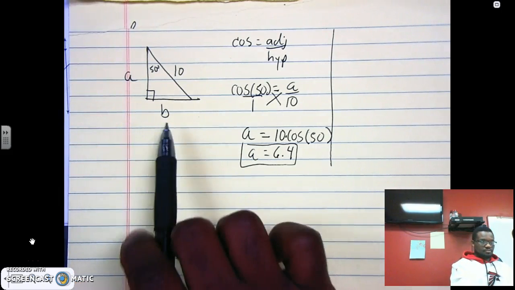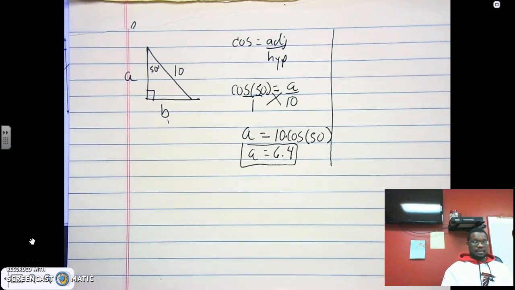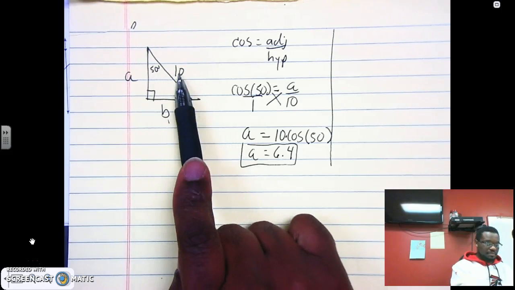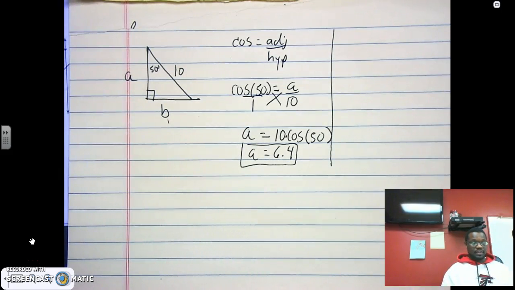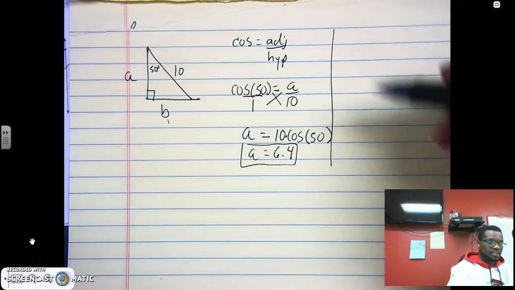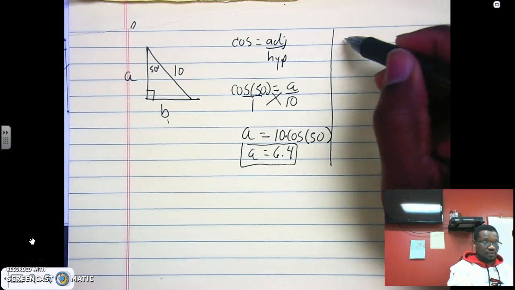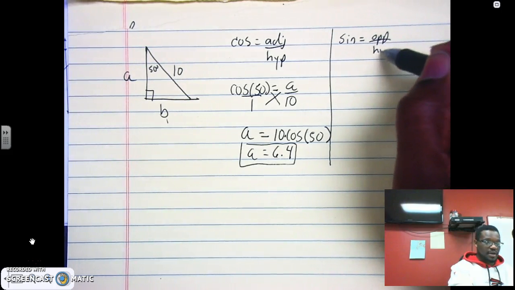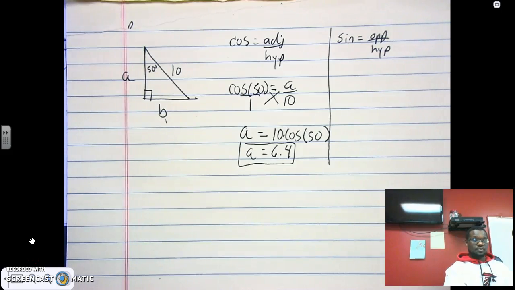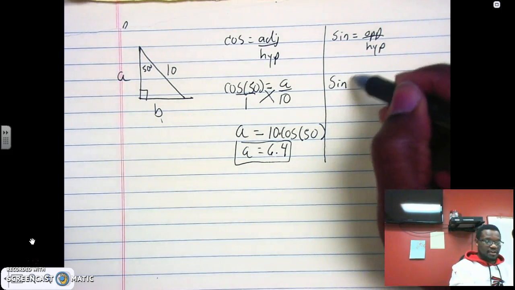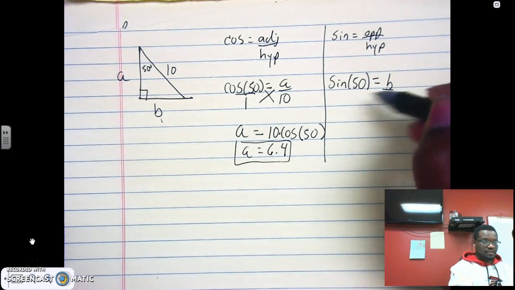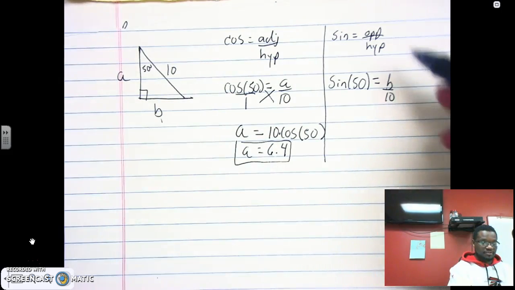If we want to find B, what we know is the angle 50 and the hypotenuse is 10. According to angle 50, B is the opposite side, and 10, of course, is the hypotenuse. So what do we know that deals with the opposite and the hypotenuse? The function that deals with that is sine, which is opposite over hypotenuse. So we're going to use that. Sine of 50, again use parentheses, close it up, equals B over 10, opposite over hypotenuse. That's where I'm getting that from.